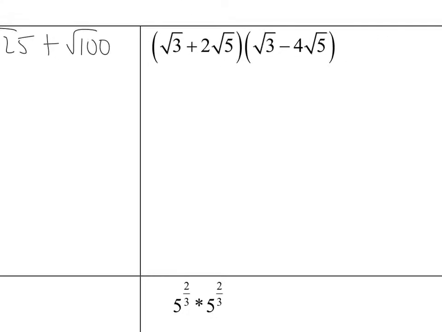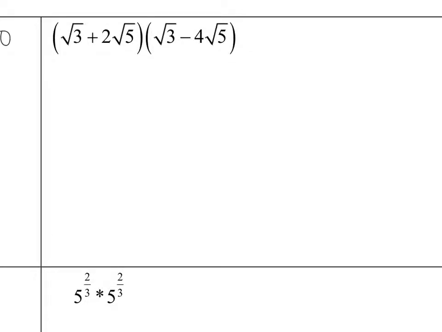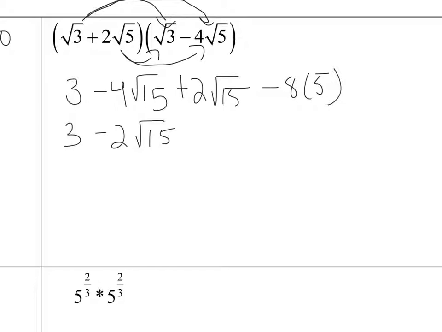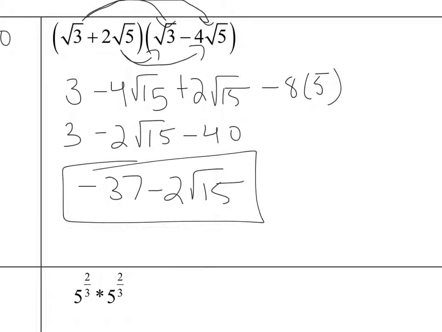Okay? So here, just like when we dealt with quadratics, you got to distribute everything. So that's 3 minus 4 square root 15 plus 2 square root 15 minus 8 times 5. Okay, now that one might be a little tricky, but the 2 times negative 4 is the negative 8, and then square root 5 times square root 5 is 5. So you have 3 minus 2 square root 15 minus 40. So that's negative 37 minus 2 square root 15. And we are done. Okay?